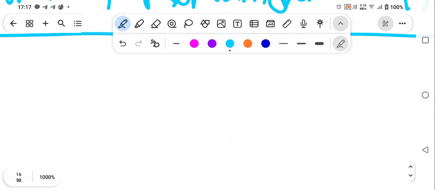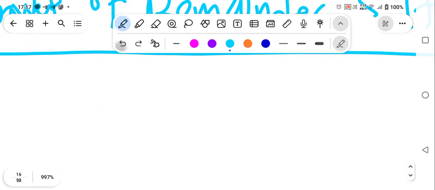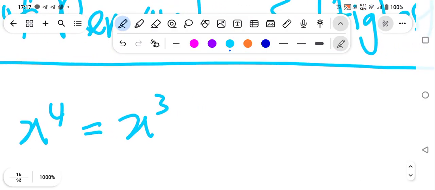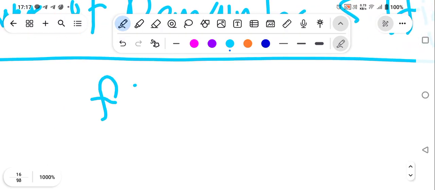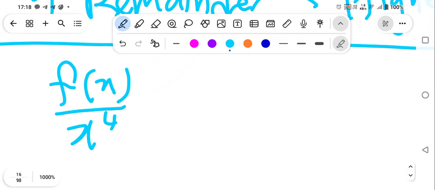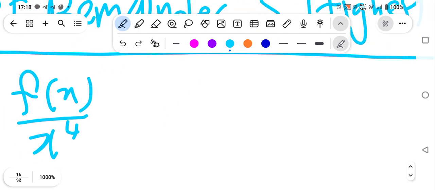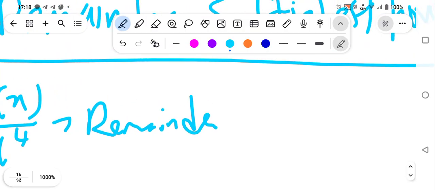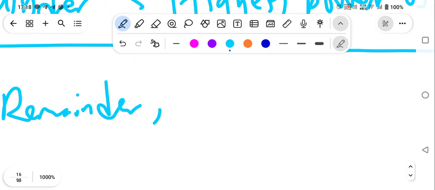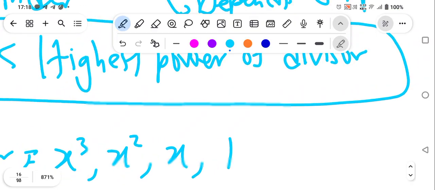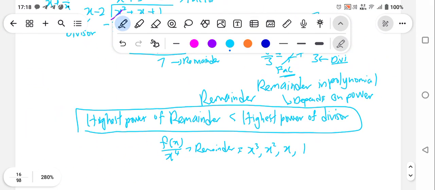Alright, so for example, you divide something by x power 4. What's the possible remainder? The remainder can be x cubed, can be x squared, can be x, can be 1. Depends actually.